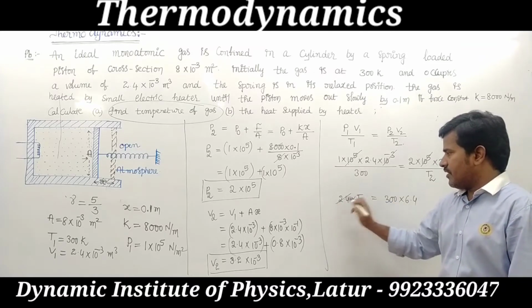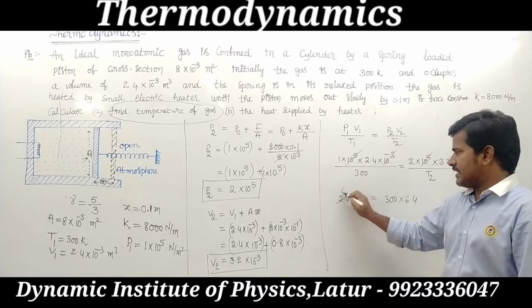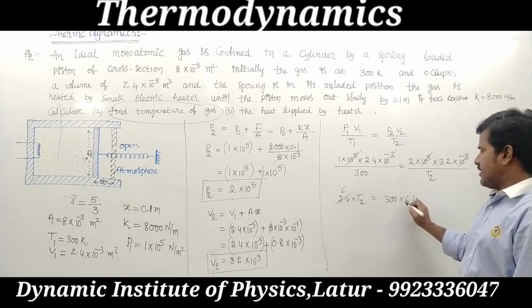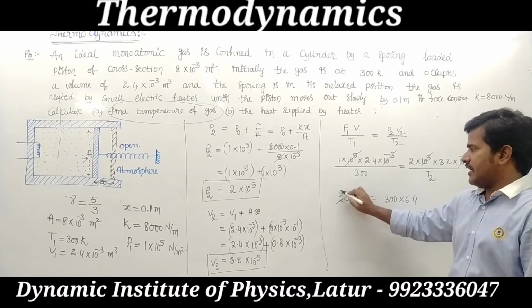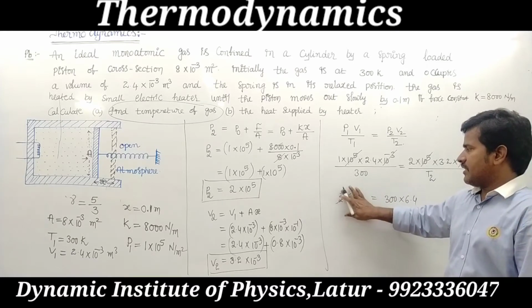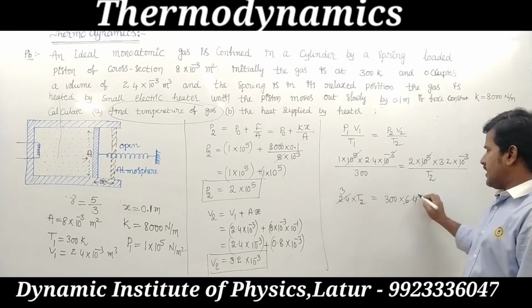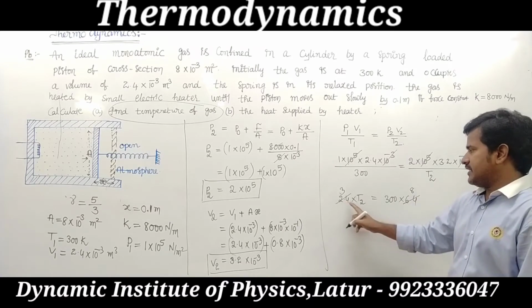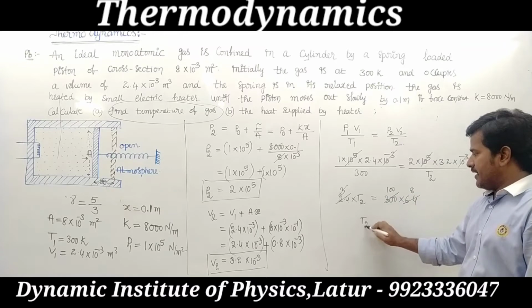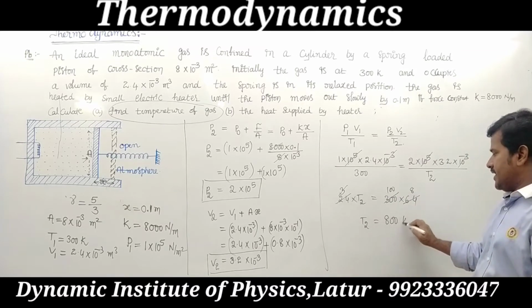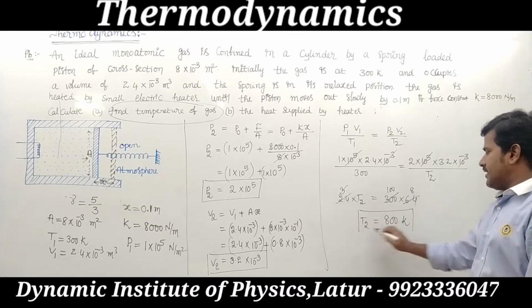Its value becomes 8.3 times, that means 3 times and 8 times it is 0.8. After this is 100, then T2 becomes 800 Kelvin. So T2 becomes 800 Kelvin.